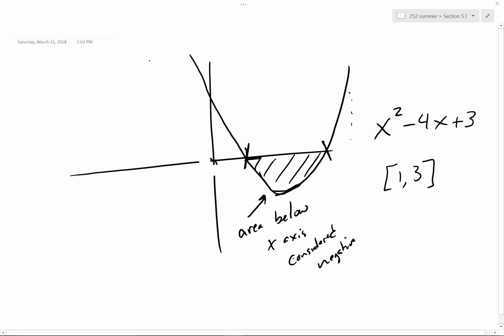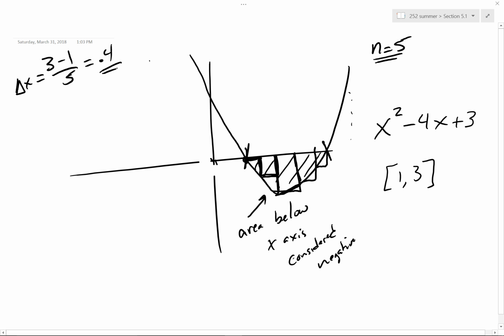So notice that if I was doing left sums, this one would have a height of 0 because it hits at 0 right there. Then it would come down and go over. This guy has a negative height, so this is a negative area right there. This one also has a negative height, and then another negative height, and then one more negative height. So I think I want to use n equals 5 this time just because I can. So 3 minus 1 over 5, which is 0.4. That's my delta x this time.